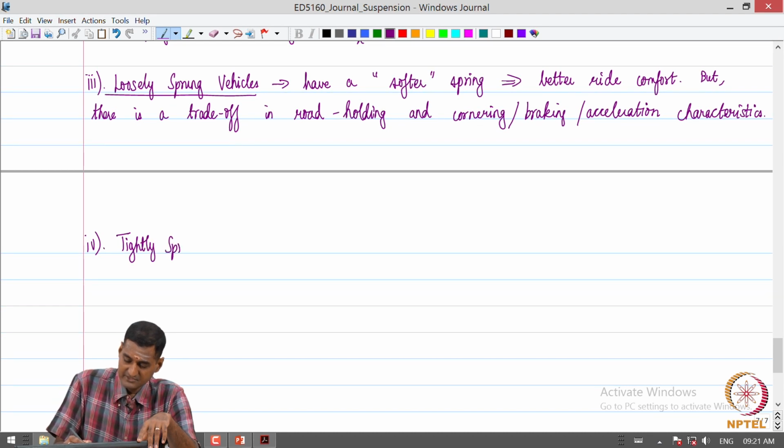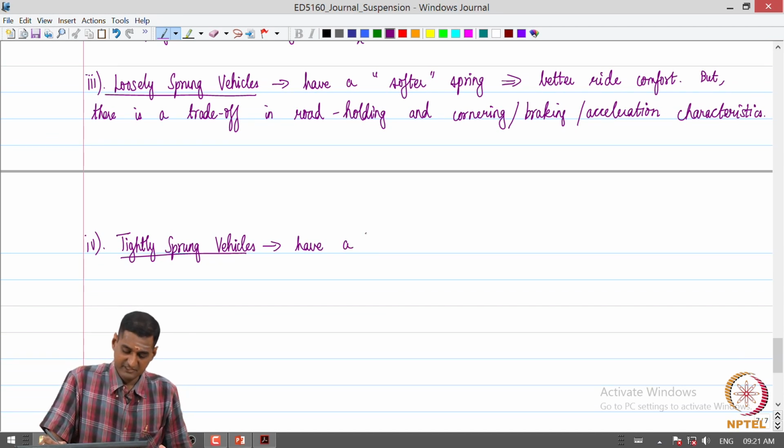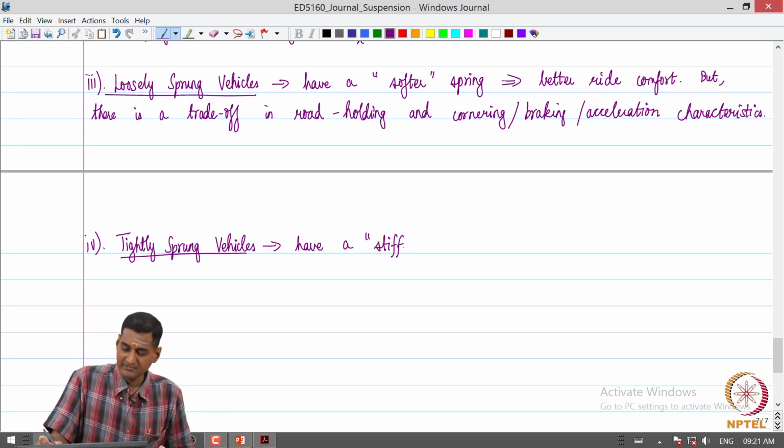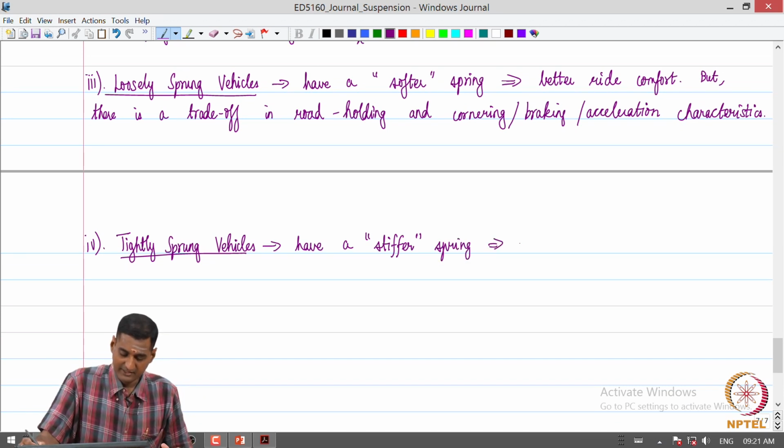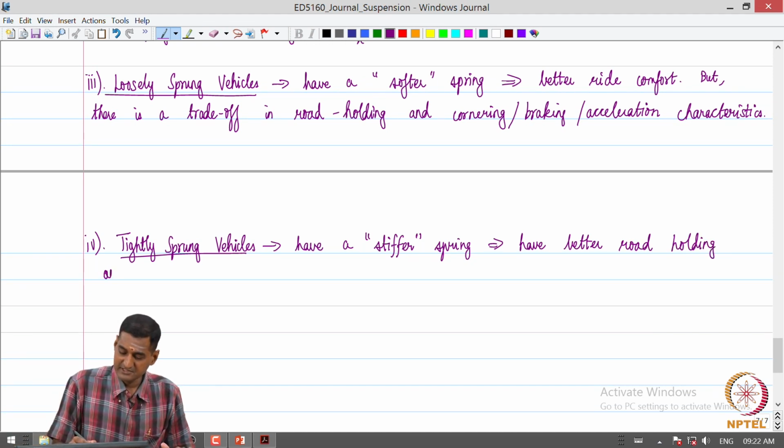So, these are all terms that we would be encountering when we deal with suspensions. A tightly sprung vehicle has a stiffer spring, as the name indicates. So, obviously they will have better road holding and cornering characteristics. The roll stiffness would be more.